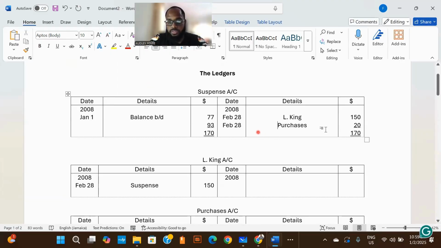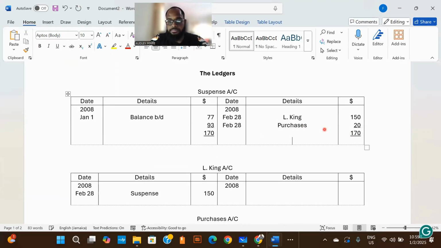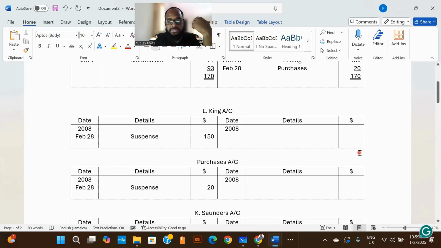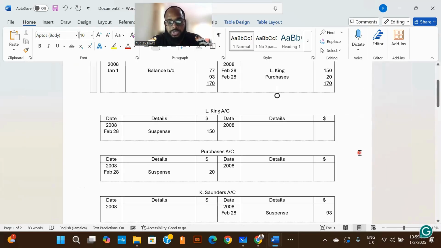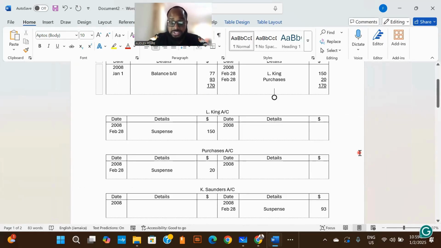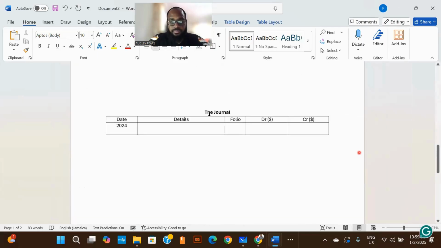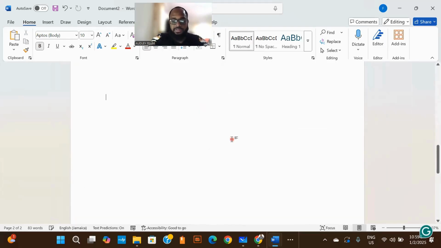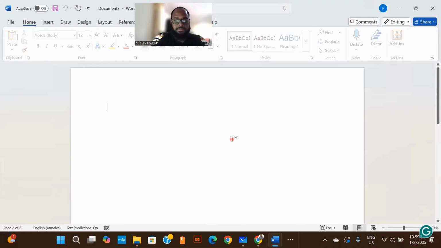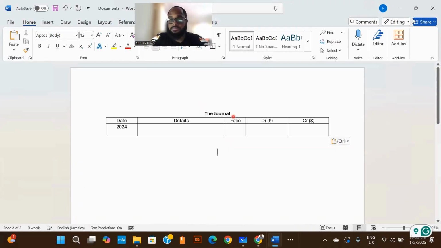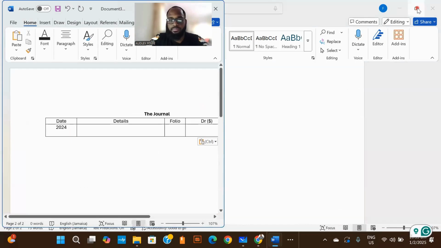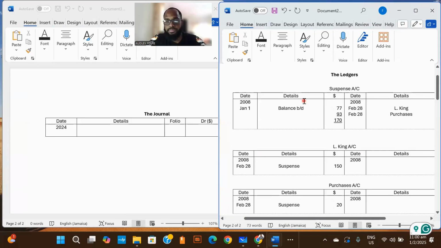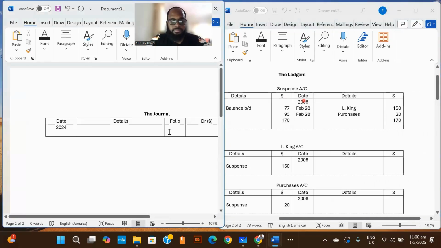So there we go with the double line. All right. Now that's how we do the ledger part. But we want to do also the journal part. Make it easier. Let me just put this. All right. So let us backtrack.